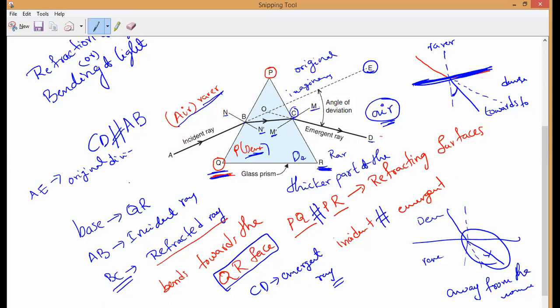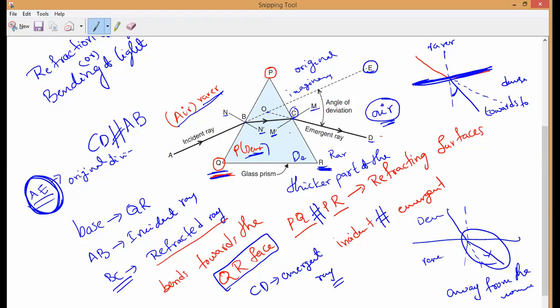In the same way, produce the emergent ray also in the backward direction, in dotted lines, till where it cuts the AE line, where they intersect each other. That point I am assuming as O. So now the original direction of the ray of light is AE.